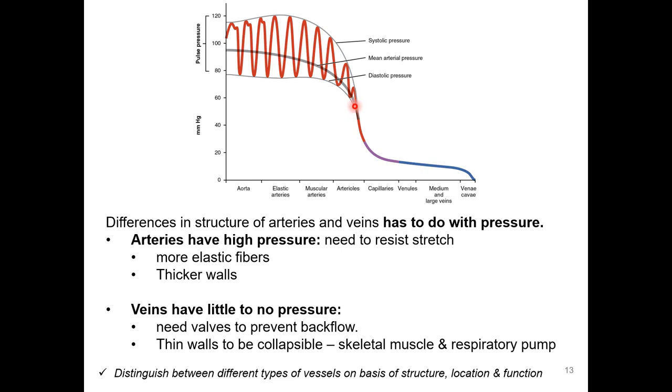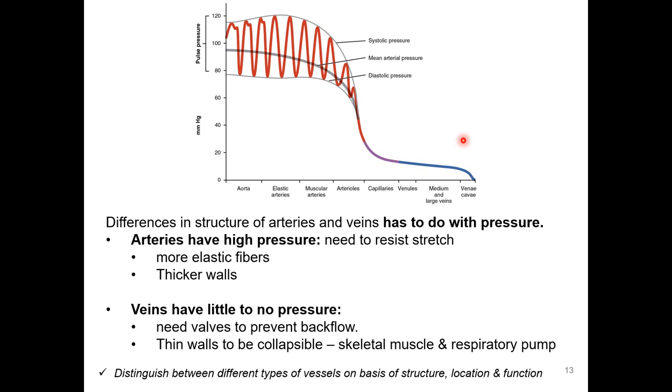Then we're going to get cute little branching, and we'll get little arteries, which are called arterioles. And notice we have this big drop in pressure. And then we have our capillary beds, which is the functional unit of the cardiovascular system, exchange. And now we're trying to go back to the heart. So venules, we have very little pressure now, like 10 millimeters of mercury, medium and large veins, and we're almost to nothing by the time we get to the vena cava. So remember, superior vena cava, inferior vena cava go into that right atrium.